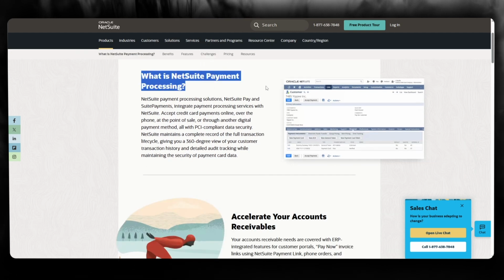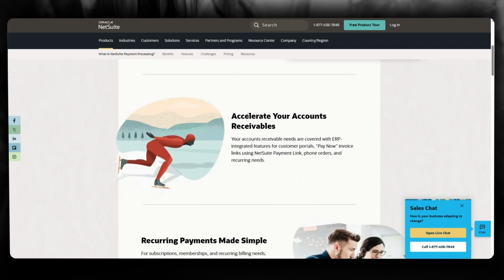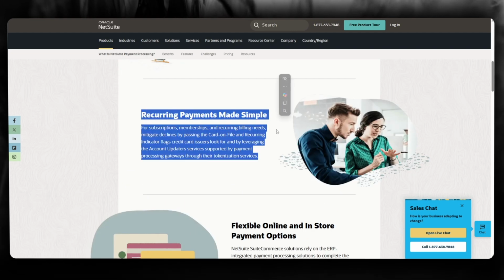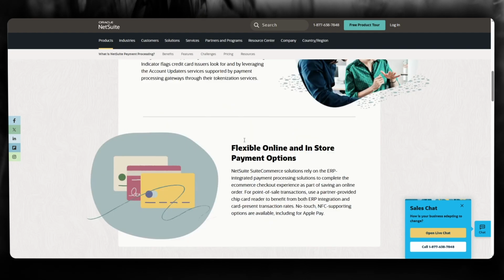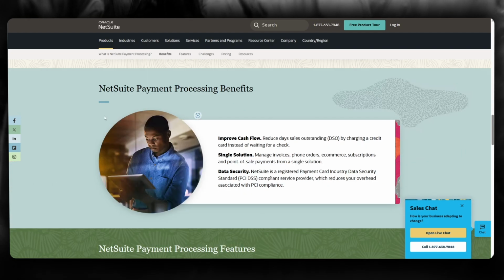Now, what is NetSuite payment processing? It's a processing solution where you can integrate payment processing services with NetSuite. It accepts credit card payments online, over the phone, POS, or through any other digital payment method with PCI compliant data security. So it will accelerate all of your accounts receivables. It will make your payments recurring and make them simple. Flexible online and in store payment options are also available, and a whole lot more.